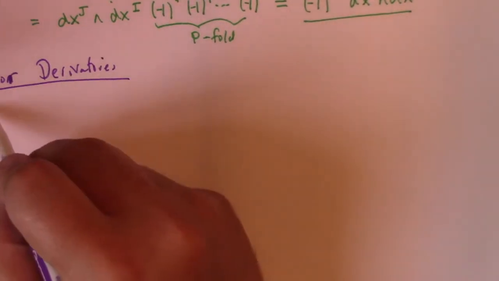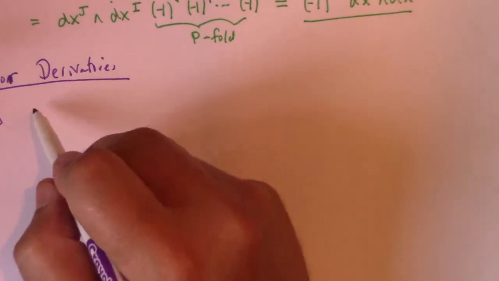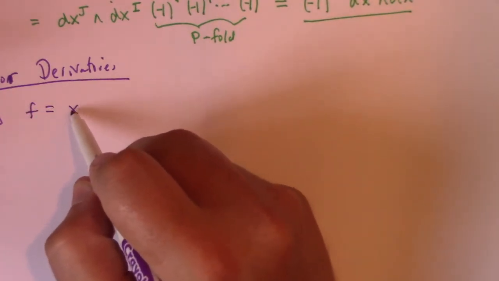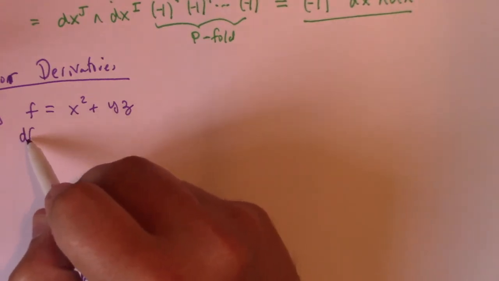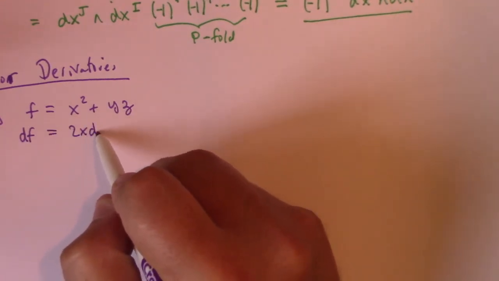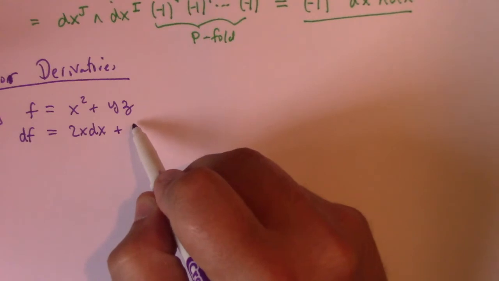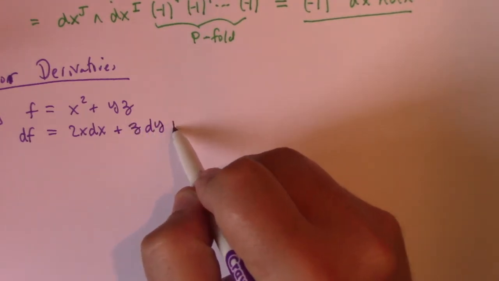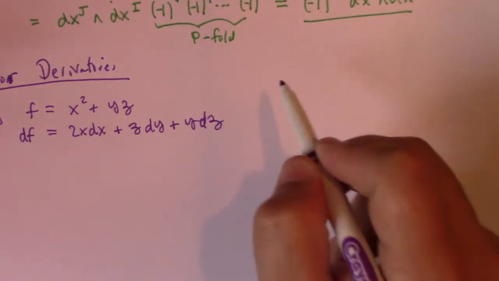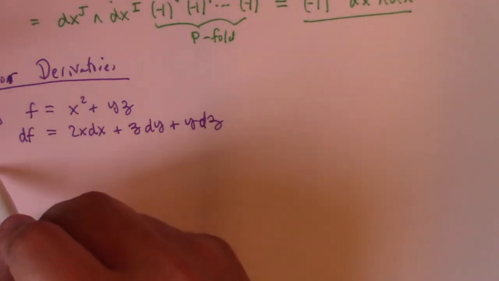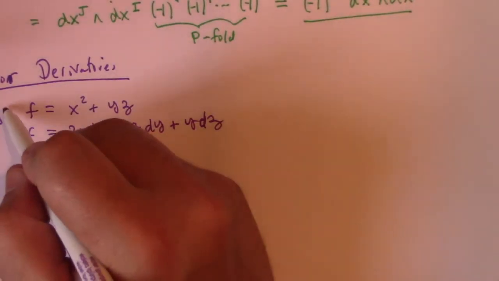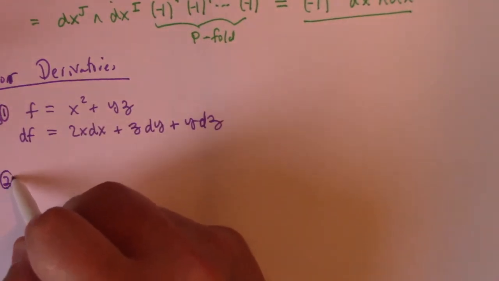So for example, if I have a function x squared plus yz, then I can calculate df is 2x dx plus z dy plus y dz. There you go. That's an exterior derivative. Of course, you're like, well, that's a total differential. Exactly. Example 1.